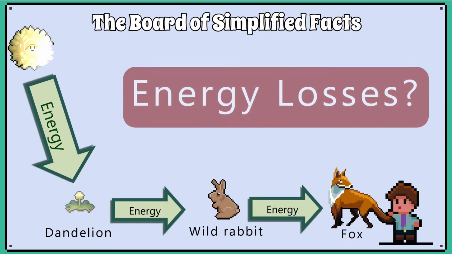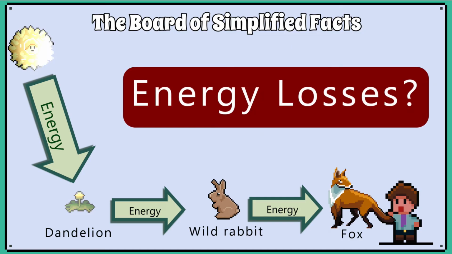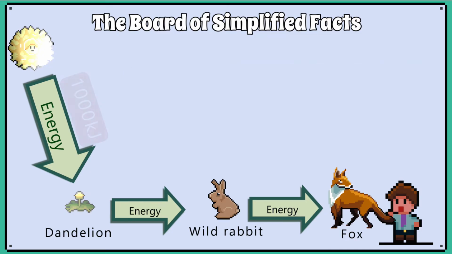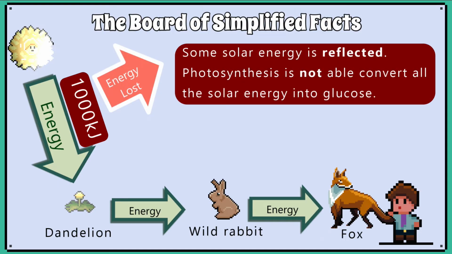To help us understand how energy is lost as we move up the food chain, we'll use some oversimplified numbers and some made-up energy values. Let's imagine that the dandelion plant has 1,000 kilojoules of solar energy reaching it in spring and summer, but it will only be able to convert a small percentage of that solar energy for glucose production via photosynthesis. One reason for this is that photosynthesis is not 100% efficient. So for now, let's just say that 100 kilojoules is converted into glucose.